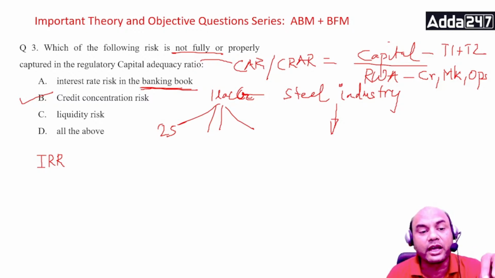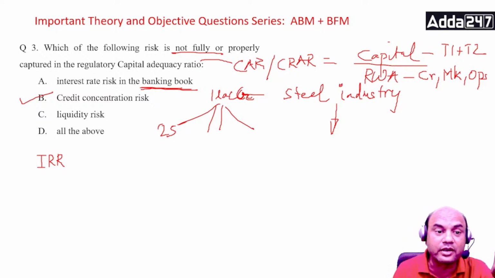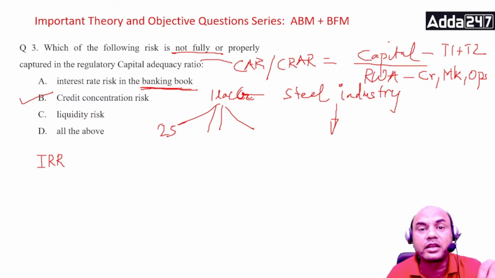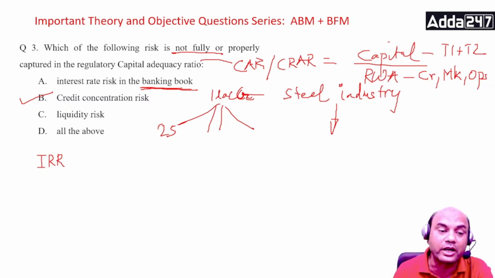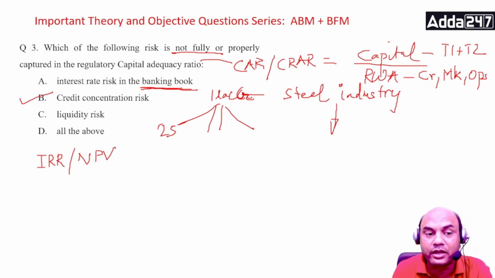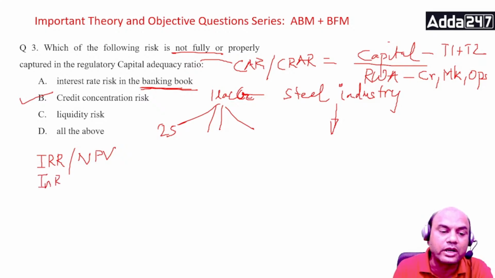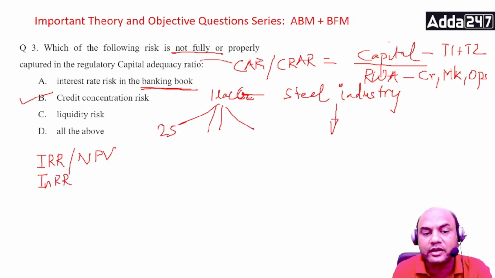Whenever you want to get the internal rate of return, what should be zero? NPV should be zero, right? That's what I wanted. IRR, NPV. So we are not talking of this IRR over here. This is interest rate risk. So I'll add an N over here, INRR, so that you don't get confused. INRR, interest rate risk.